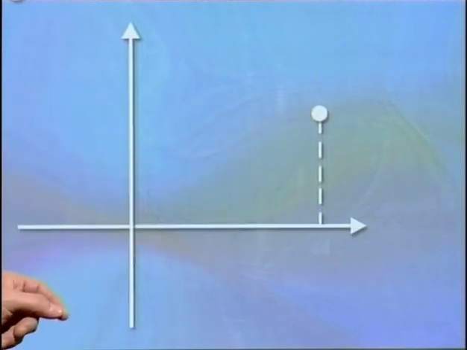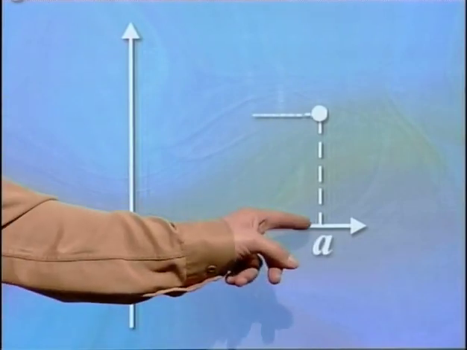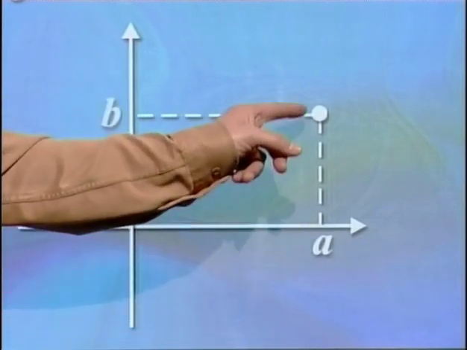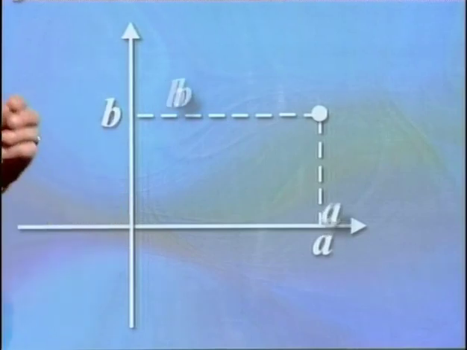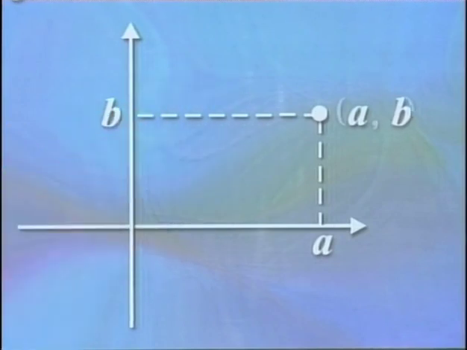So let's put the complex number a plus bi onto this diagram. If this is a complex number a plus bi, then the distance here along the real axis is a, that's the real part of the number, and the distance up here parallel to the imaginary axis will be b. And the point (a, b) now becomes our representation of the complex number a plus bi.